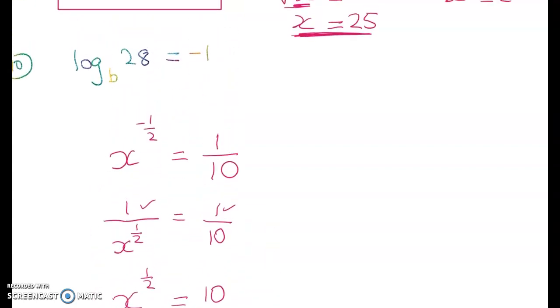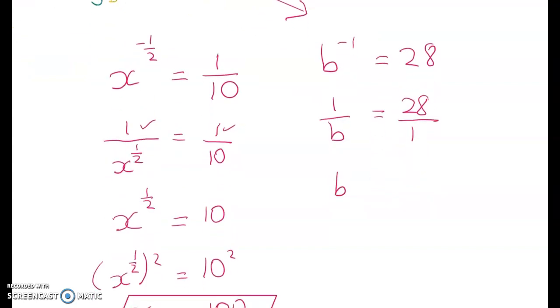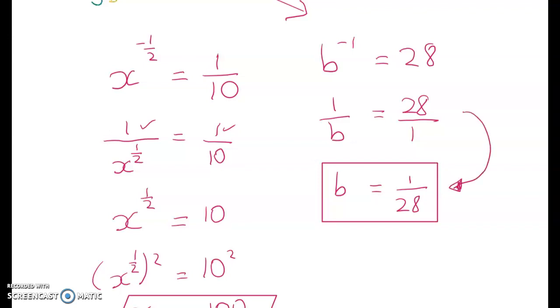And then we've got something similar, but a little bit easier for this question here. So b to the power of negative 1 is equal to 28. 1 over b equals 28. So we can write 28 as 28 over 1. So that means that b is equal to 1 over 28. Okay, I'm happy to spend some time in class explaining that last step to those of you who want me to, but I'm not going to spend any more time on this video now.